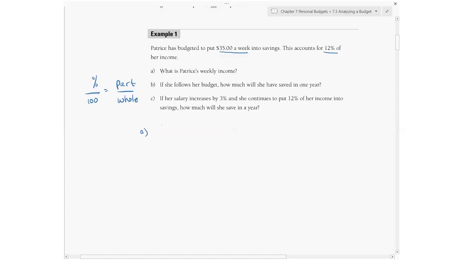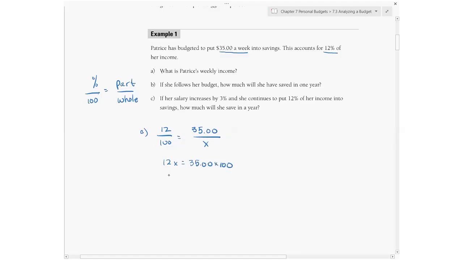Now, what's Patrice's weekly income? Well, let's plug in what we've got. We've got 12%, so 12 over 100, the 100 always stays the same, is the part. So the $35 a week is part of her income, so $35 out of the whole, and that's what I don't know. I want to know how much her entire weekly income is. So let's go back to grade 10 and remember the cross multiplying. When we have a proportion, which is what we have here, you multiply the things that are diagonal from each other. So 12x is equal to 35 times 100.